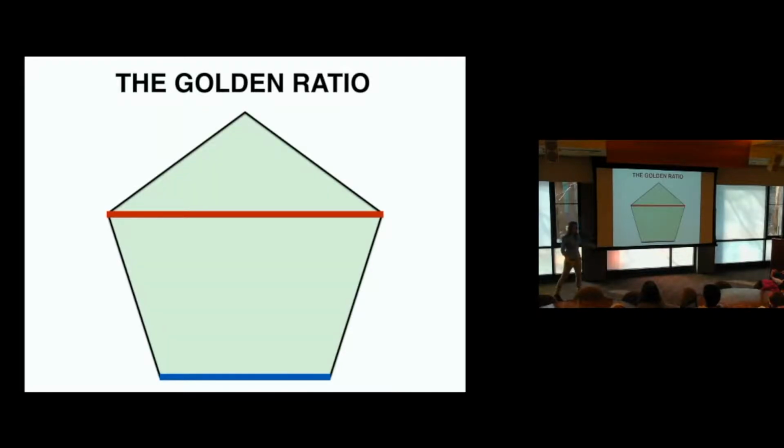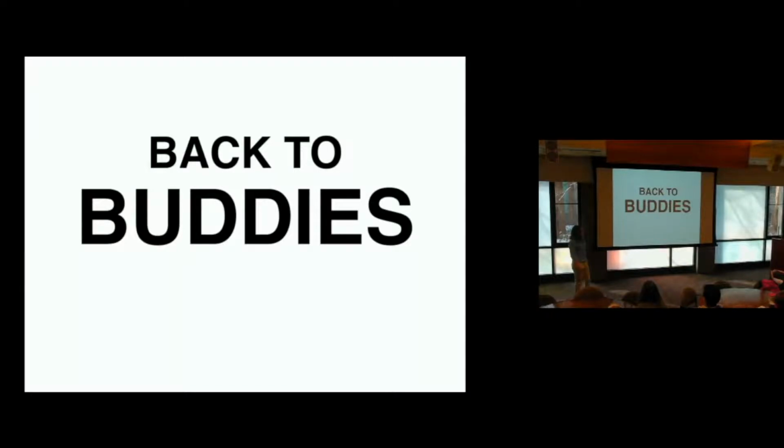For us, the reason it comes up in pentagons is because if you draw the diagonal of a pentagon, it is exactly the golden ratio times as long as the edge. So that's where it comes up for us. So there you go. So back to buddies.